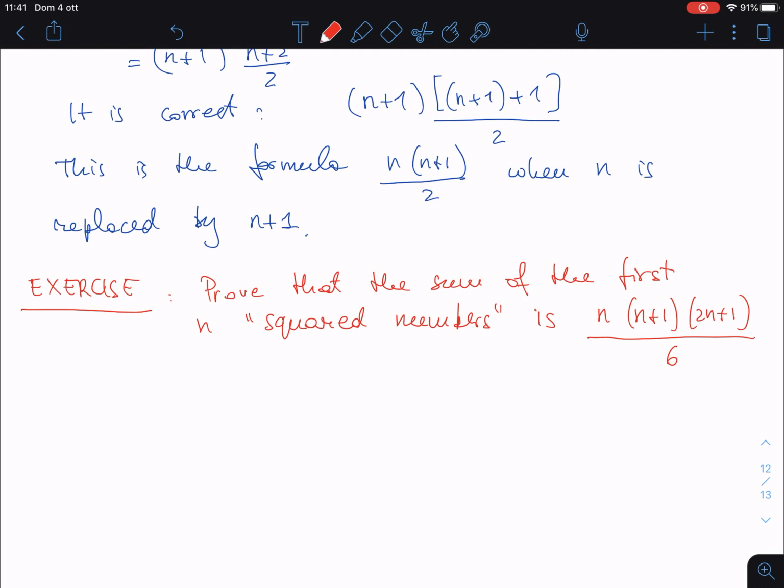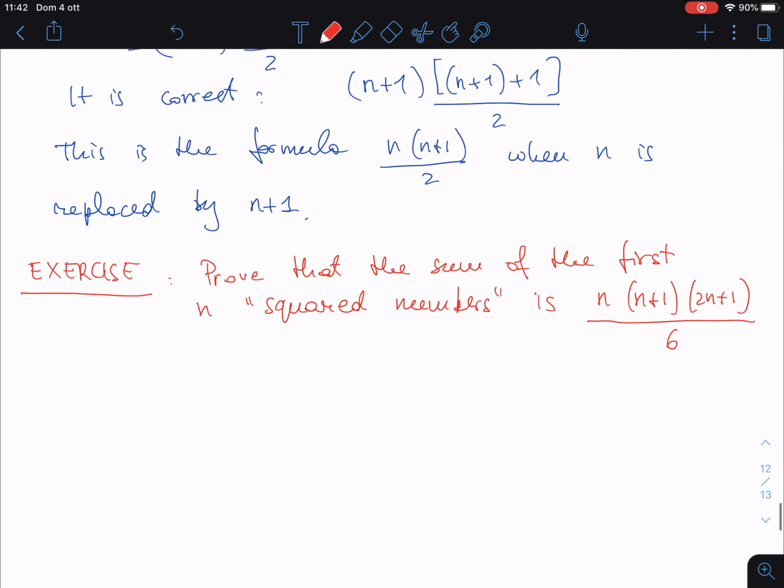Okay, and again you have to do it by induction. So first prove it for n equal to 0, and this is easy, and then assume that it holds for n, and prove it for n plus 1, okay? Like we did for the other formula. Okay, and this is all for what concerns the naturals, okay?